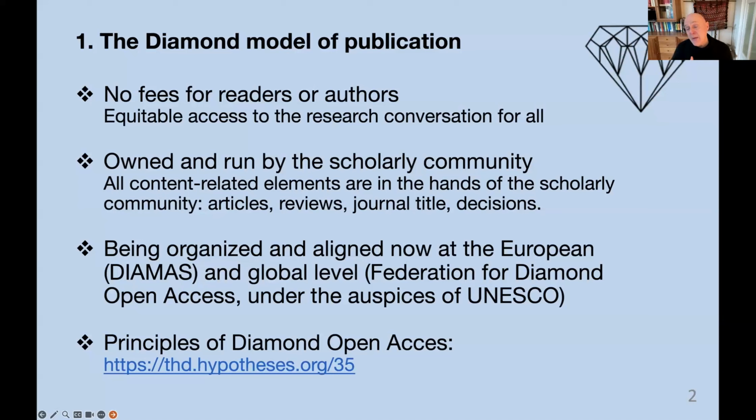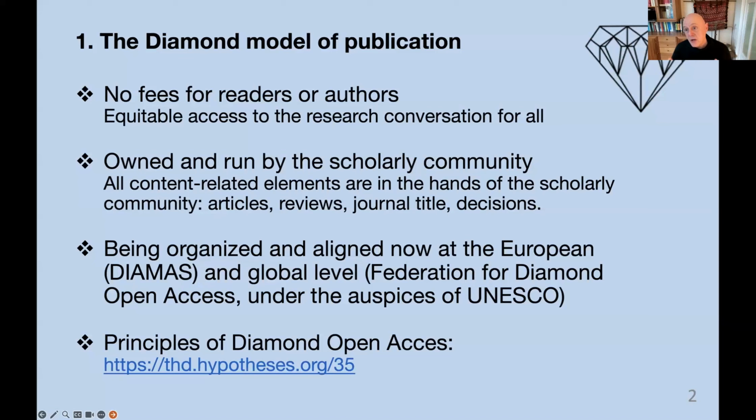The second aspect of diamond open access, which for me is at the same level as the first, is that it is owned and run by the scholarly community. So it's decidedly non-commercial. Non-commercial does not mean that none of the aspects is commercial. Of course, things like typesetting and copy editing and certain services can be farmed out, but the control of content-related elements is in the hands of the scholarly community.